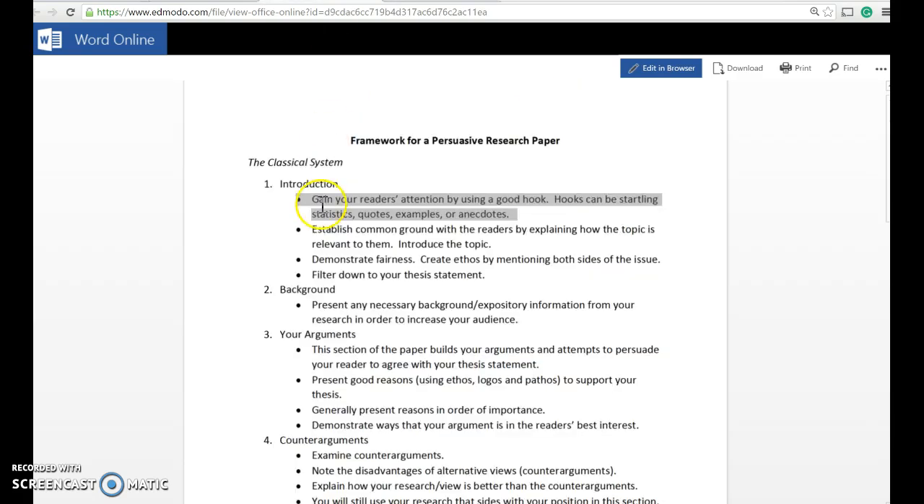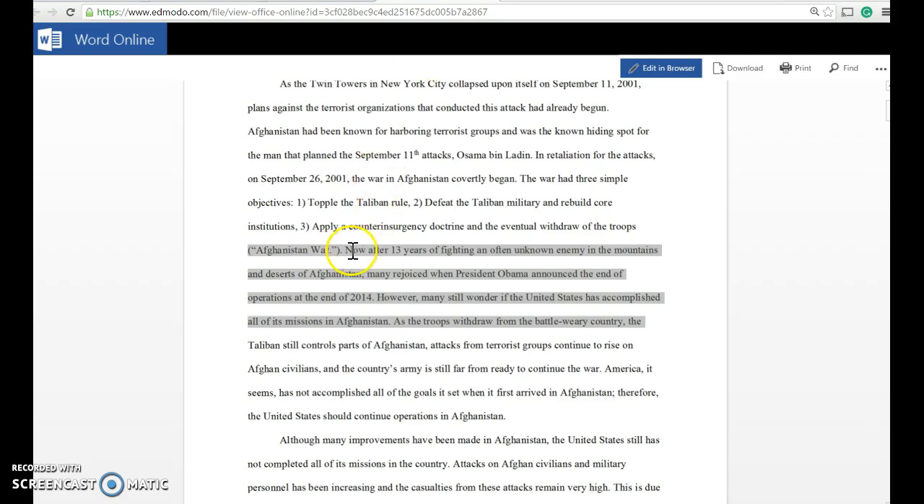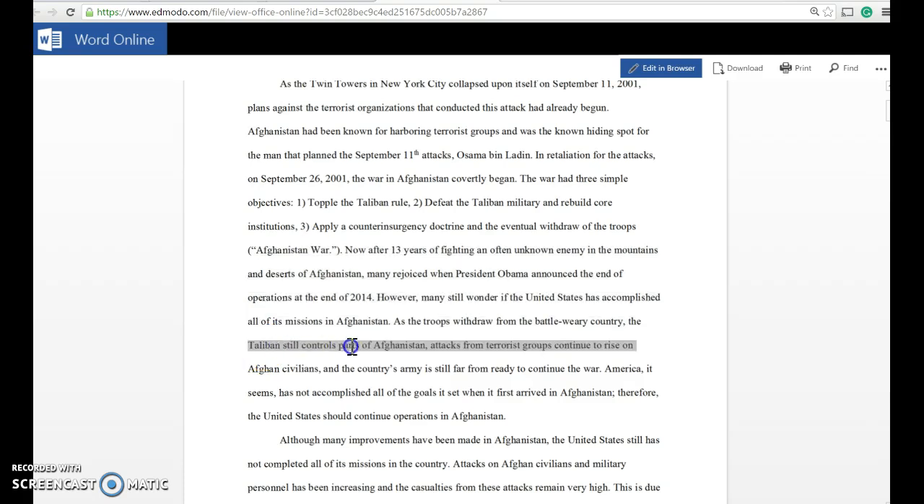Like I mentioned here, you want to filter down your thesis statement. After you present both sides of the issue, you want to filter down to the point in time where you start to make it known to the reader what your point is. And he does so again with this sentence, talking about how this battle-weary country is again beginning to see an increase in terrorist groups in that area. And his point is that this war is still far from over.